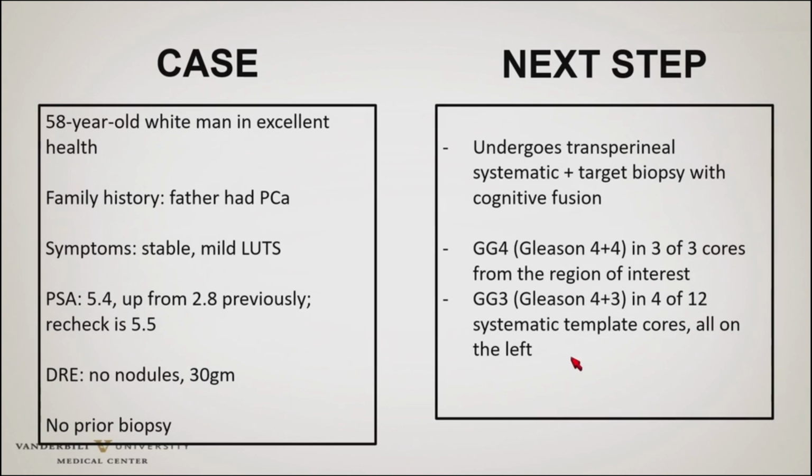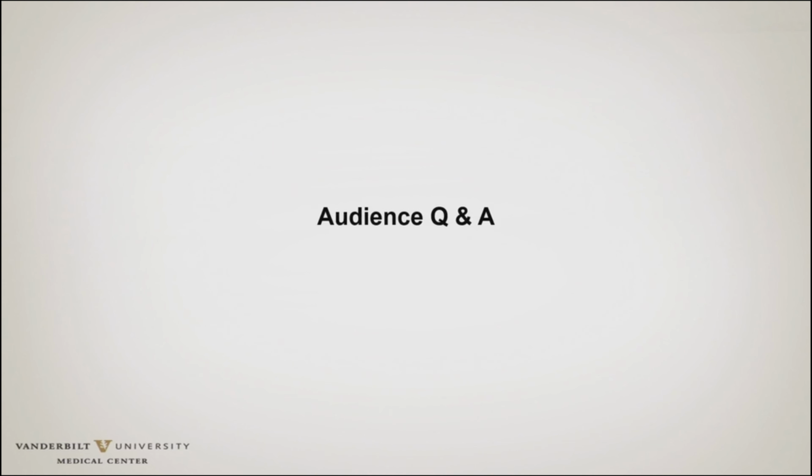So the patient underwent transperineal systematic plus target biopsy, and we found grade group 4 in the region of interest and grade group 3 also on the left in the template biopsy. So in this case, it did not help us to do that. One thing to keep in mind as you consider the number of cores positive, which is relevant for example in distinguishing between favorable and unfavorable intermediate risk, not like this case, is that when you are counting cores, the entirety of the region of interest counts as one core. So even though that says 3 out of 3 cores, that counts as 1 out of 1. And that's it. Thank you.